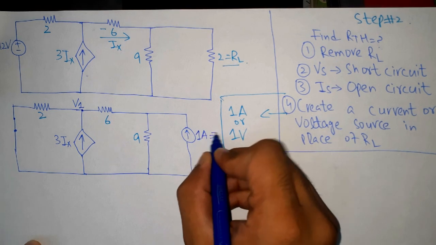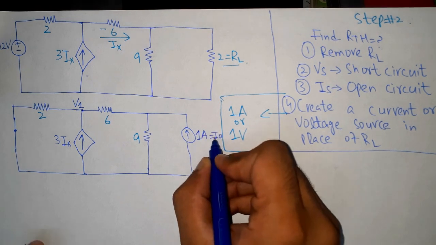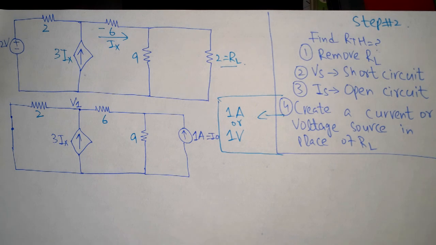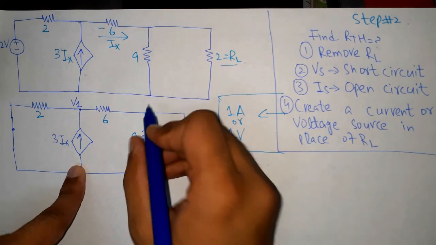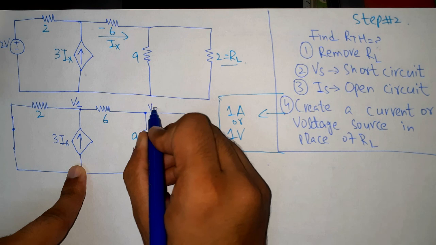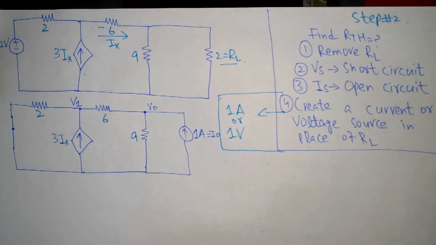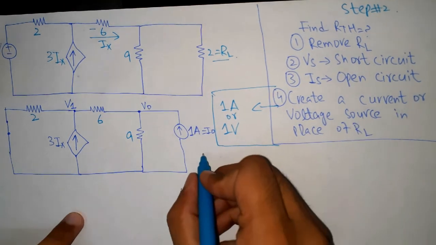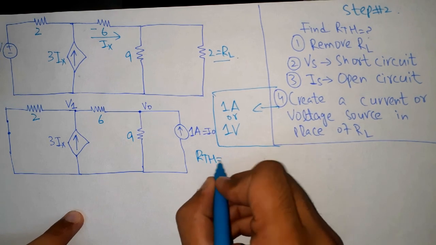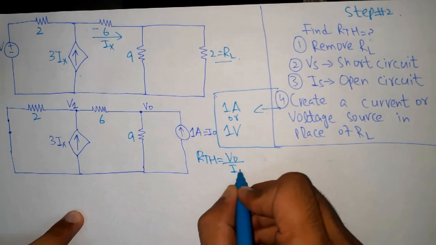So here 1 ampere having ratings is equal to I naught. Students, here current I naught flows, and voltage also appears, which is V naught. So we need to find the Thevenin's resistance. Thevenin's resistance will be equal to V naught divided by I naught.